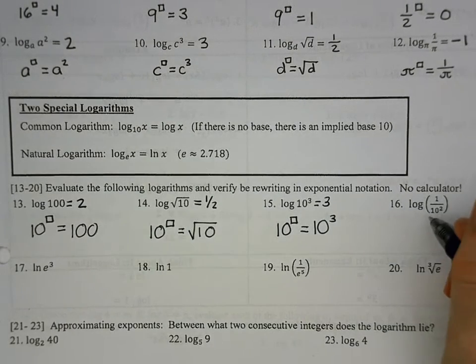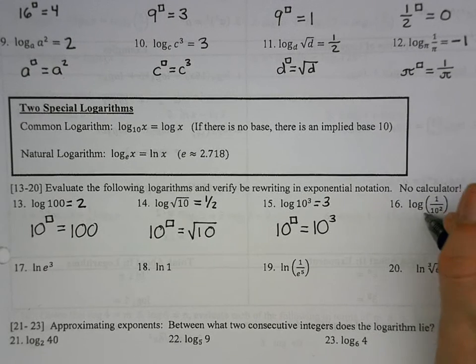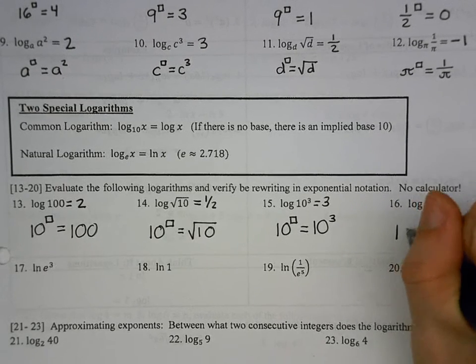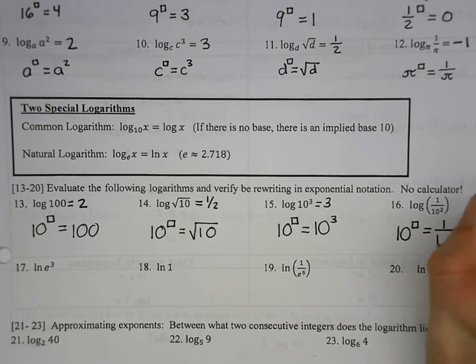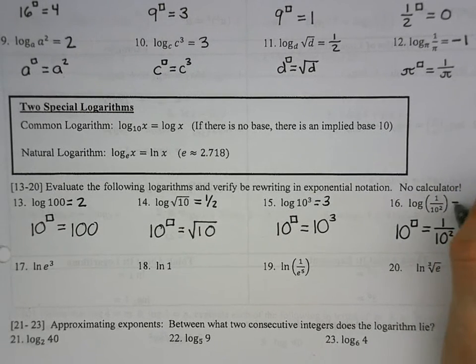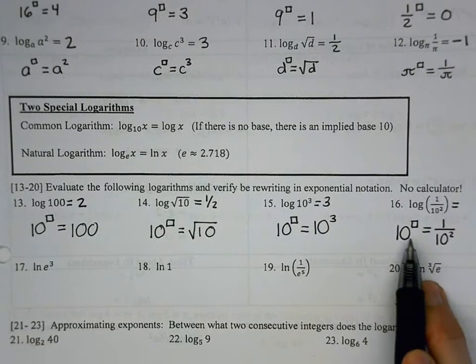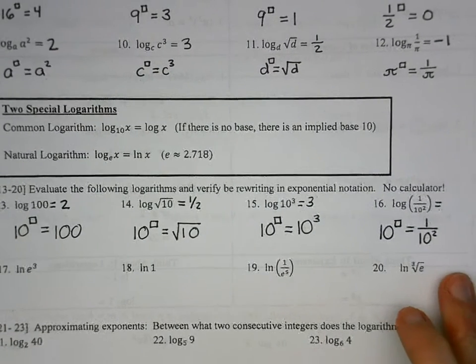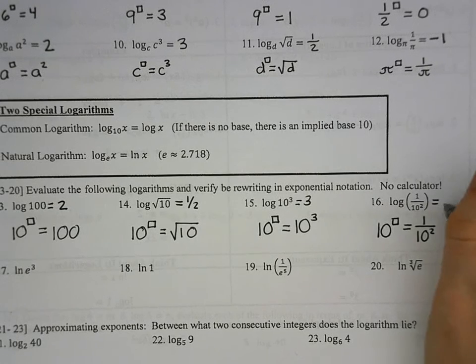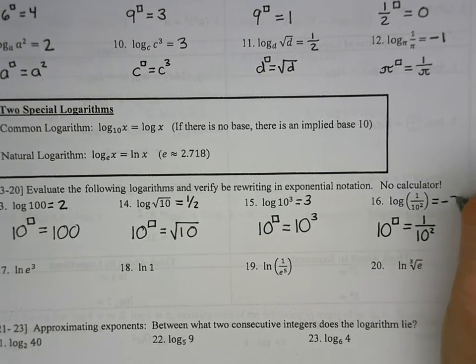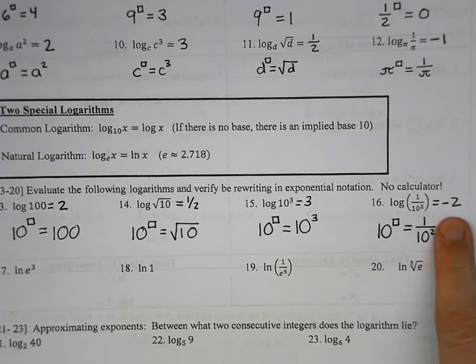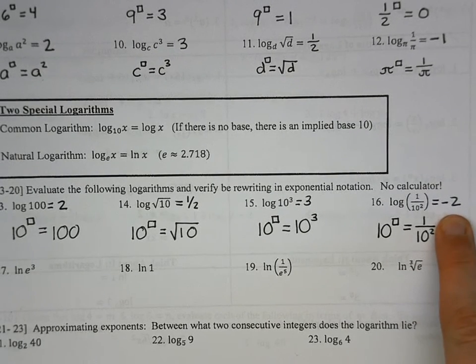And then last one for this log base 10 is number 16. So again, no written base, so we have a base of 10. What would the exponent need to be to give me 1/10 squared? Okay, well in this case, I need this 10 to drop down into the denominator, so that tells me that I would need my exponent to be a negative. And then I want to get 2, so that I have 10 squared, and so my answer would be -2.